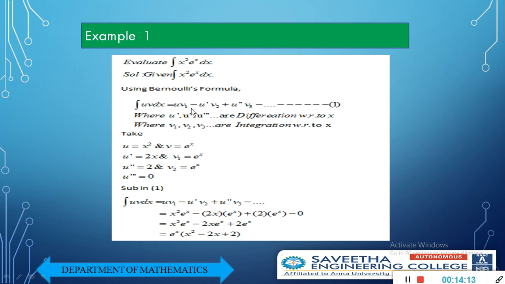So substitute these values in equation number 1. Therefore the integral of uv dx equals u v1 minus u' v2 plus and so on. Replace the values here: u is in terms of x square, v1 is in terms of e power x, then u' v2, then u'' v3. The last term is 0, so we can leave it. Next, simplify this and we get e power x into (x square minus 2x plus 2). This is a simple basic example for Bernoulli's formula. If we are familiar with this, we can do more problems without making mistakes. These are basic things we have to write and learn again and again.